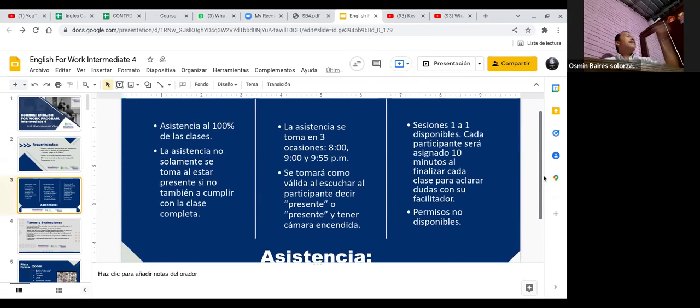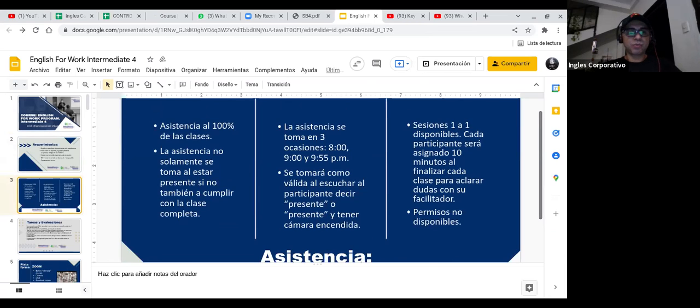La asistencia es al 100% de las clases. Recordemos que hay que venir a las clases, es muy importante. Y la asistencia no solamente se toma al estar presente, sino también el cumplir con la clase completa. Ustedes ya saben que INSAFORP cuenta incluso los minutos que estamos conectados. La asistencia se toma en 3 ocasiones, a las 8, aún no la he tomado. Yo casi siempre espero unos 2 minutos para que los que van tarde o hay problemas con la conexión se puedan conectar. Luego vemos la plataforma y luego vemos la asistencia. Y luego se toma a las 9 y a las 9:55. Igual, ¿verdad? Yo pregunto el nombre y ustedes me dicen present, here o algo por el estilo.